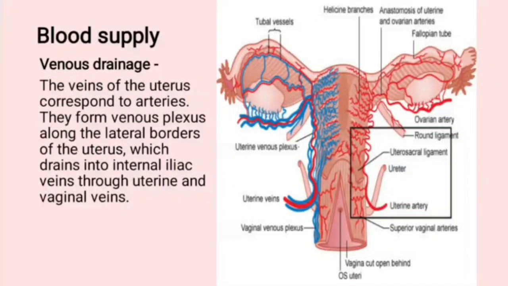Next, the venous drainage. The veins of the uterus correspond to the arteries. They form the venous plexus along the lateral border of the uterus, which drains into the internal iliac vein and through the uterine and vaginal veins. And thus, balanced drainage occurs.